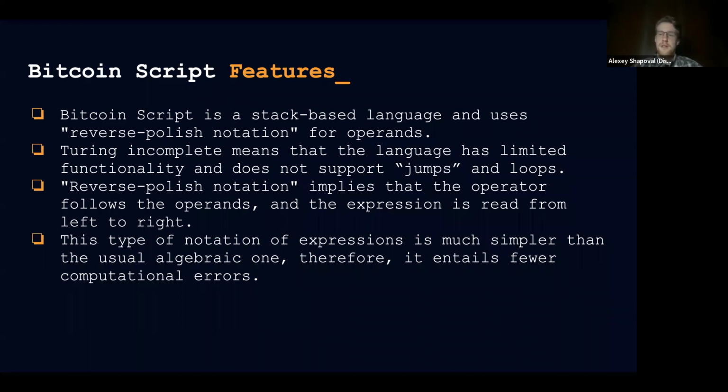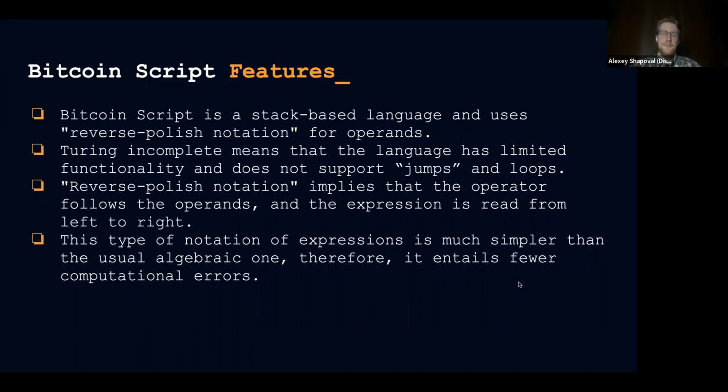And loops, of course, are the construction which allows us to execute a certain fragment of the code several times, depending on the conditions. So reverse Polish notation, we have already got that. This type of notation is much simpler than the usual algebraic one. Therefore, it entails fewer computational errors. And we will see it a little bit later.